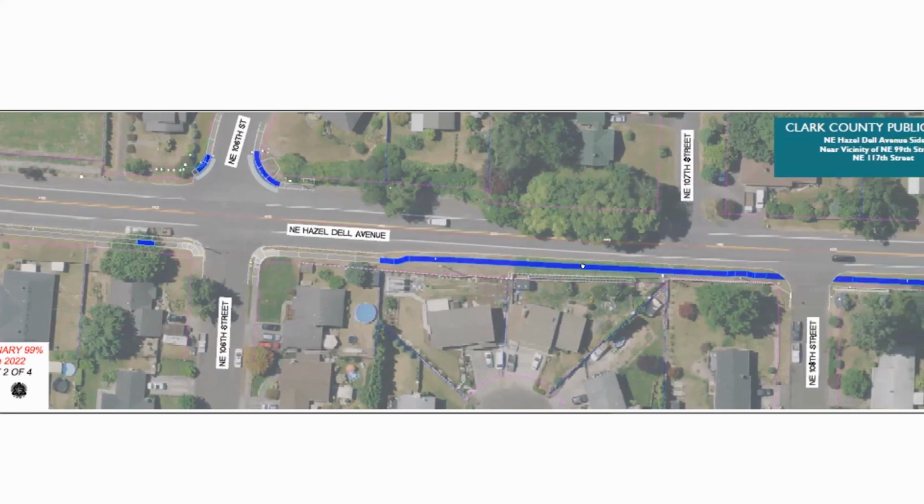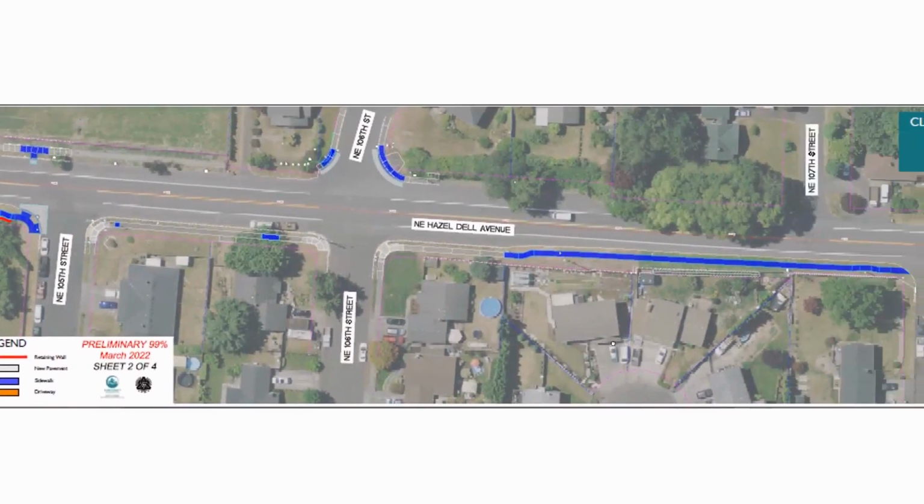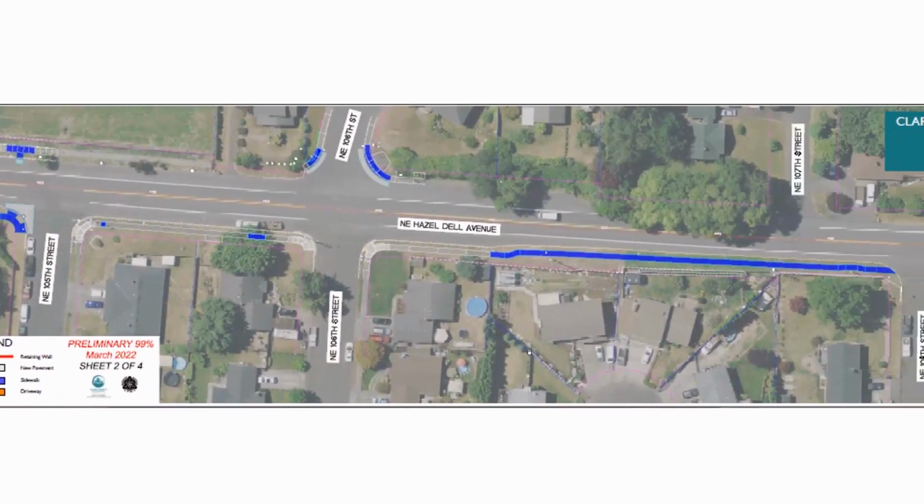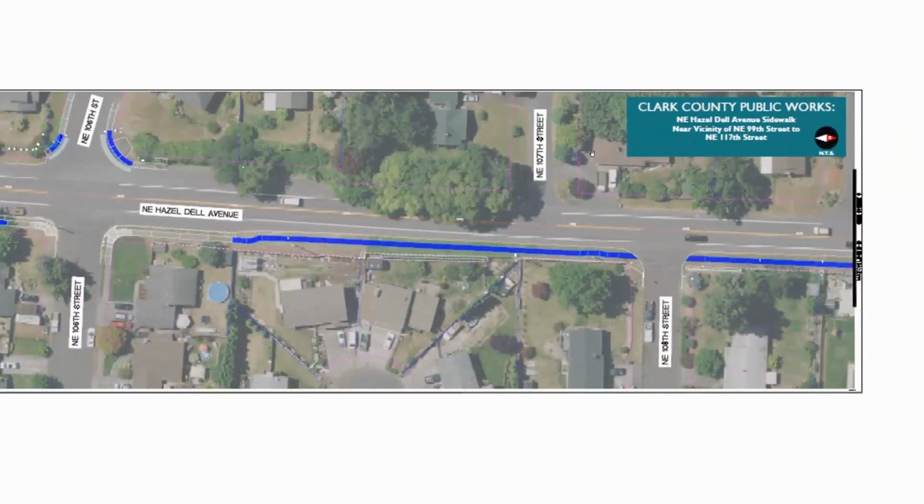So we'll be upgrading that ADA ramp there, and then across the street, if you need to cross the street there in a wheelchair, there will be a ramp on the west side of the road. All the returns, as you can see there, if they don't meet ADA standards, we will be upgrading the ramps. And as we continue north, the sidewalk is still on the east side of the road.